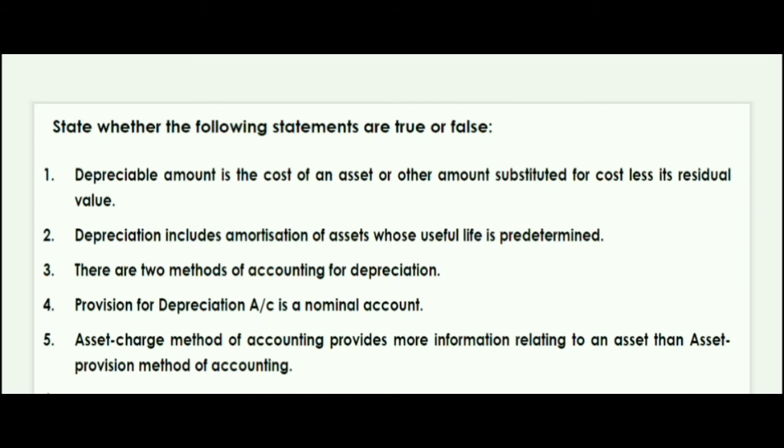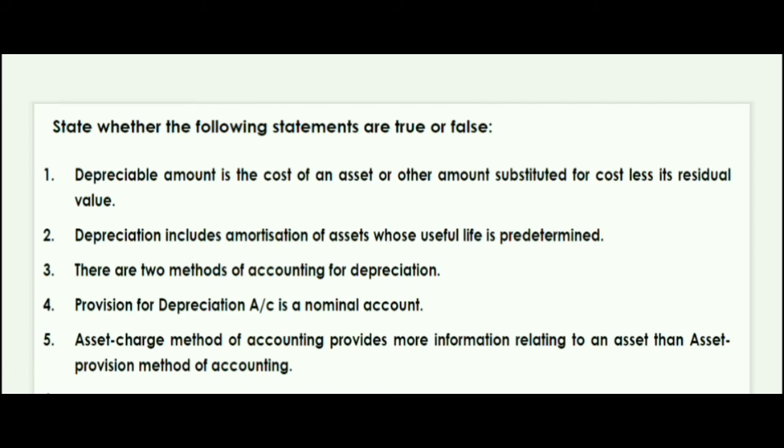So the answer will be true or false? It's true. Next question: depreciation includes amortization of assets whose useful life is predetermined. Is it correct? So yes, correct, whose useful life is determined. Next is, there are two methods of accounting of depreciation. Is it correct? Yes, there are two methods, fixed straight line and variable.